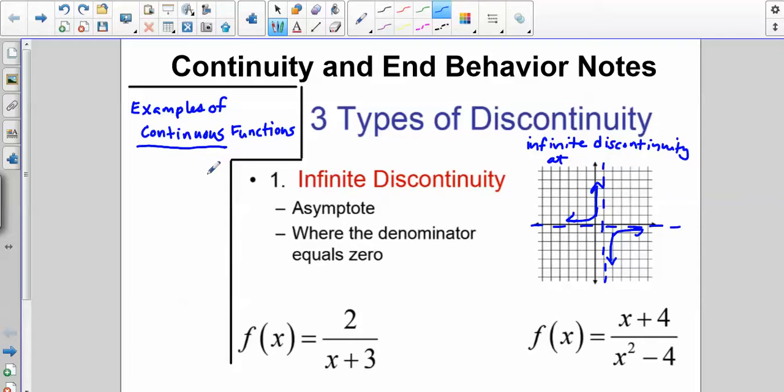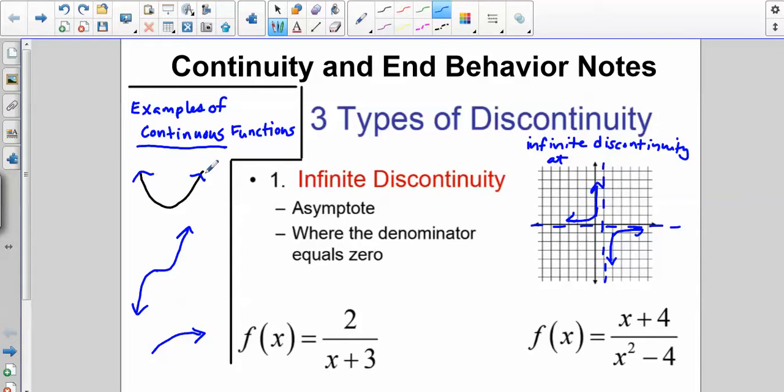Okay, pre-calc students, these are your video notes on continuity and end behavior. So most of the functions that we've talked about so far are continuous functions, like a quadratic function is continuous, or a cubic function is continuous. Even a square root is continuous over its domain. And a continuous function means that you can draw the function without picking up your pencil.